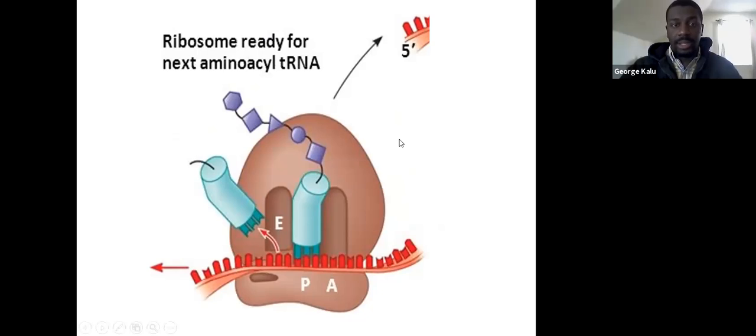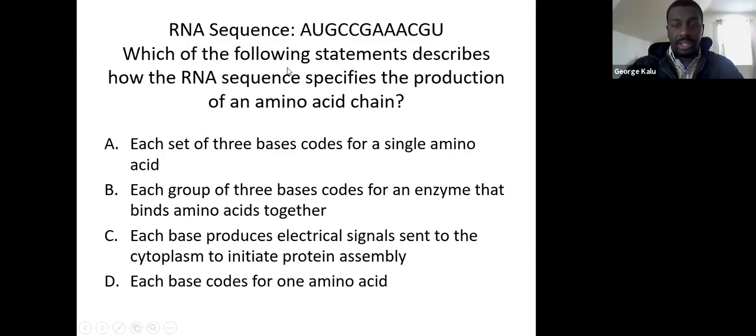All righty. So here we have a question. We have an RNA sequence: AUG, CCG, AAA, CGU. Which of the following statements describes how the RNA sequence specifies the production of an amino acid chain? How do we know how we're going to be forming our amino acids here?